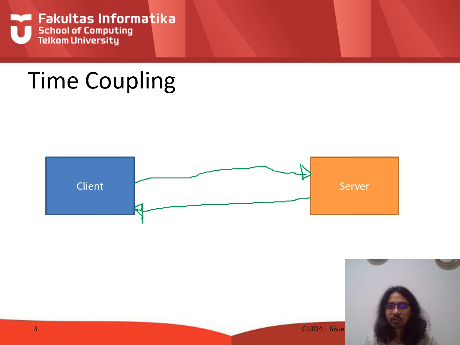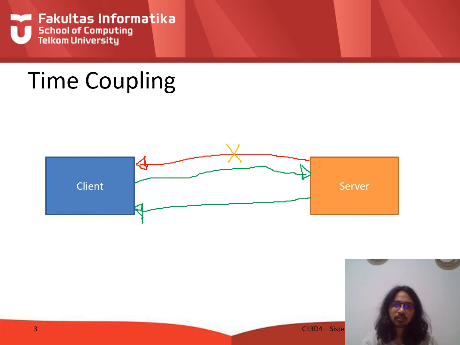So the client always has the initiative in the communication. So what if we want it to be the other way around? What if we want the server to send something to the client when the server has something to tell the client? This is not allowed in RPC. This is the first disadvantage, and this is called time coupling.